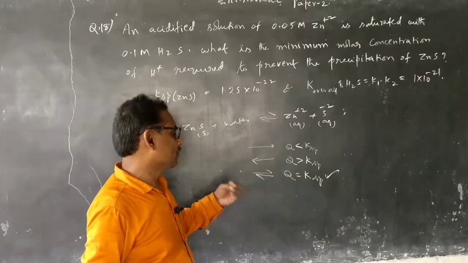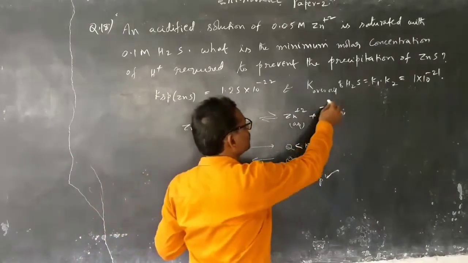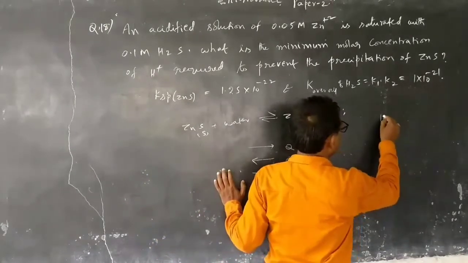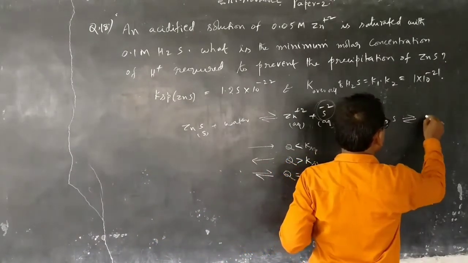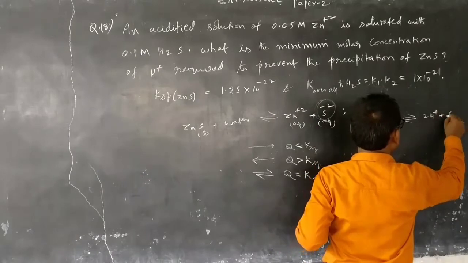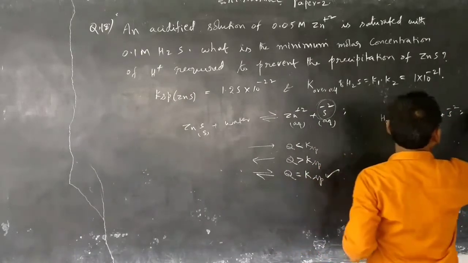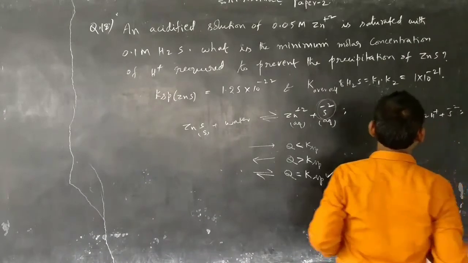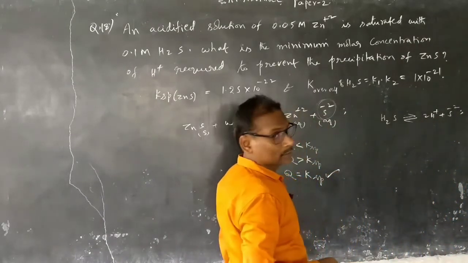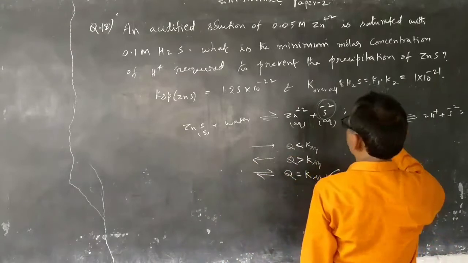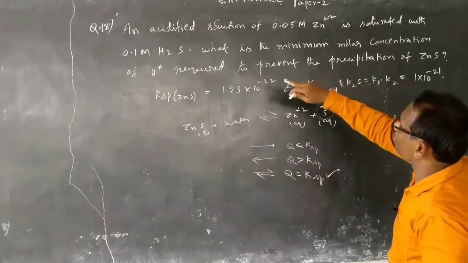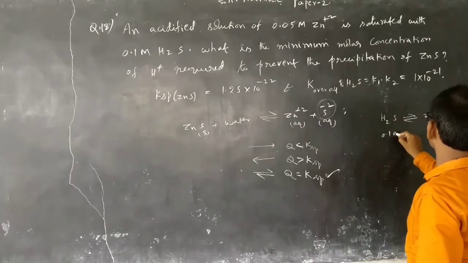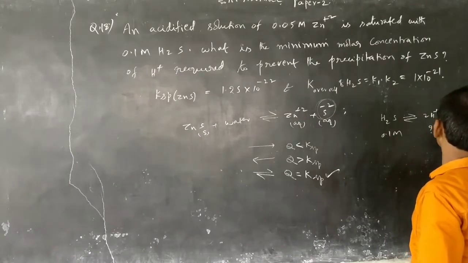For that, how much sulfide ion concentration is required? The sulfide ion concentration is influenced by what? It is influenced by H plus. Its K value is 1 into 10 power minus 21, of 0.1 molar is taken. So they have taken this as 0.1 molar. And how much of this is required?